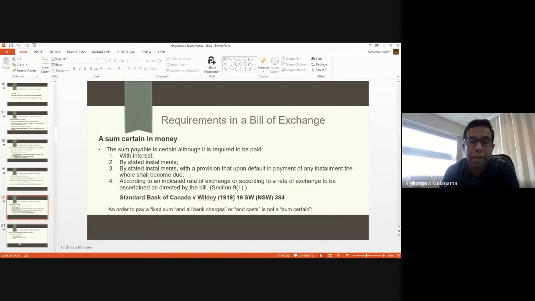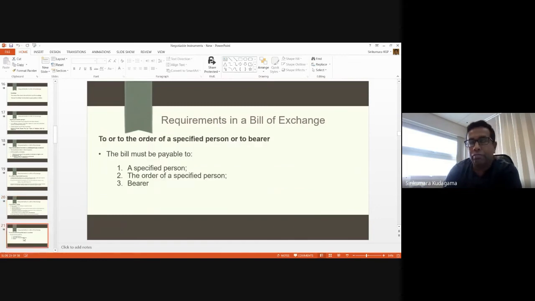The sum payable is certain, although it is required to be paid with interest. It can be by installments or something like that. But the sum is certain, right? That is the nature of the content, I mean, the subject matter of a bill of exchange. It cannot be anything else. It needs to be money, a sum certain in money, right?